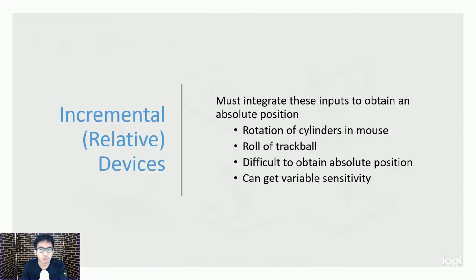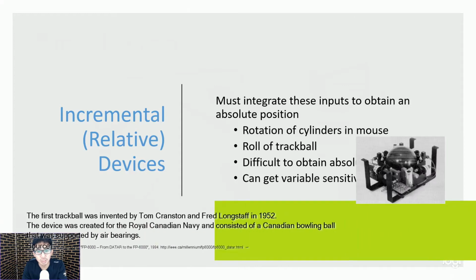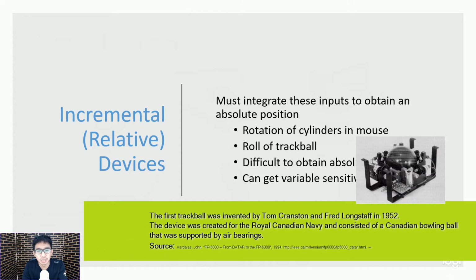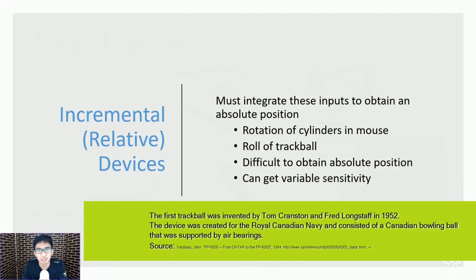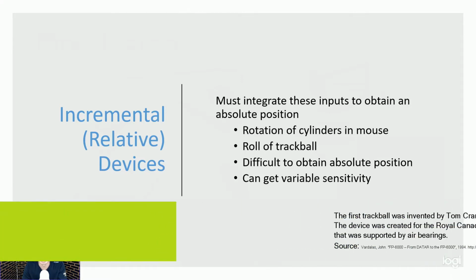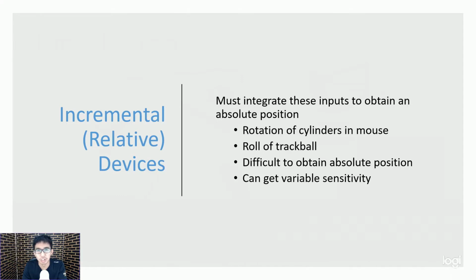What the input device actually processes is the location, the position of the point that we click or touch. Examples are the rotation of cylinders in a mouse, the roll of a trackball, and some absolute position. Sometimes it's really difficult to get an absolute position, so the device can use some algorithm or calculation to estimate the predicted position, and it can also be very sensitive, so the device might have accuracy issues.